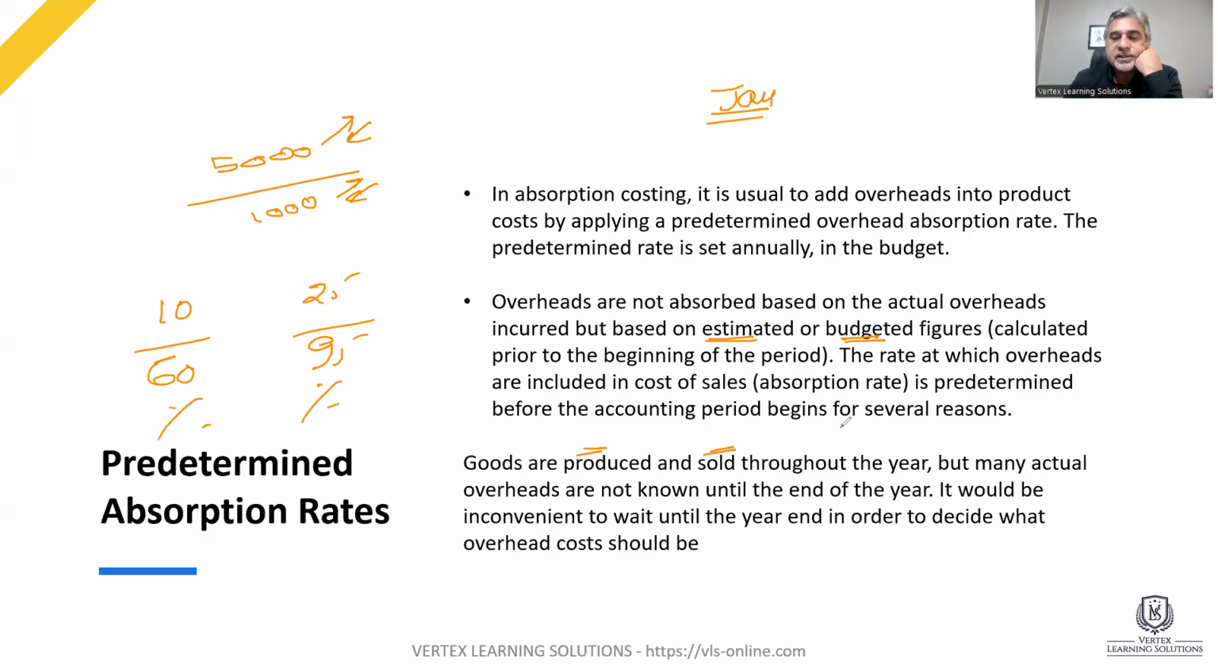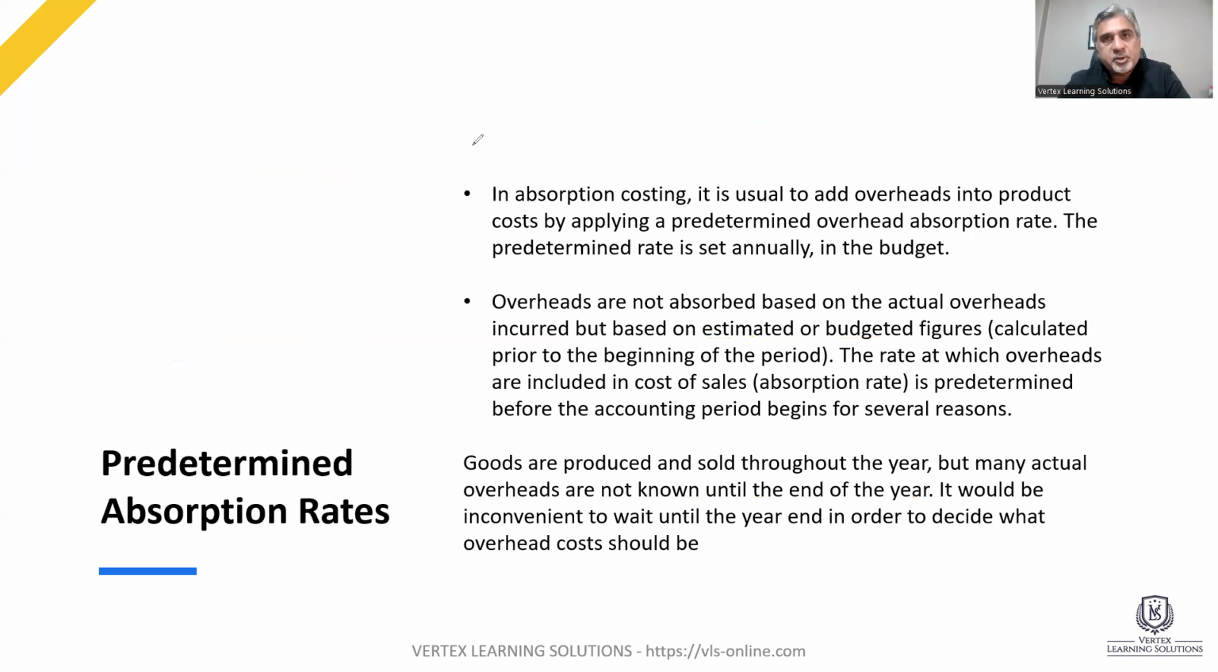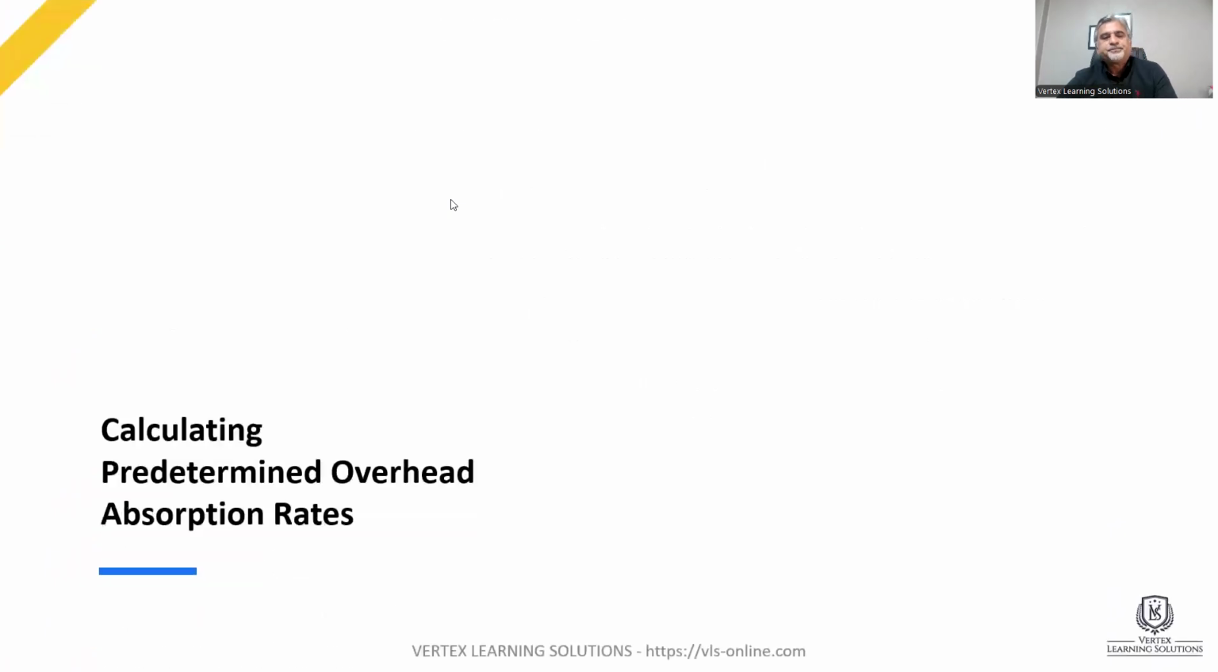So throughout the year, you produce and sell goods, but many actual overheads are not known until the end of the year. Actual overheads will be calculated at the end of the year. It would be inconvenient to wait until the year end in order to decide. So because we cannot wait until the year end, we add it into the product cost by using the method of absorption, or adding the overheads into my unit cost based on some estimate.